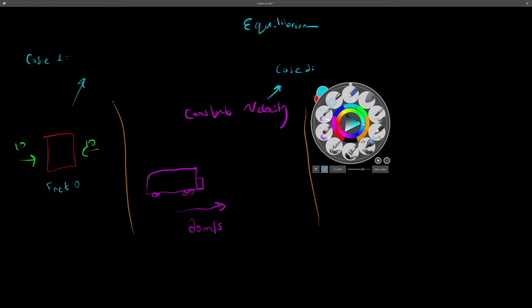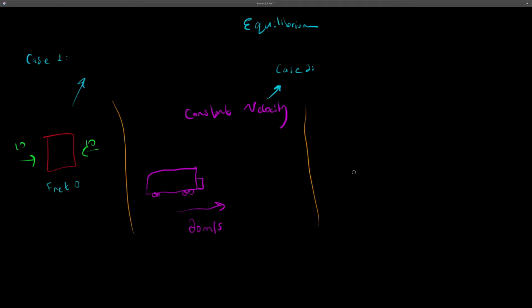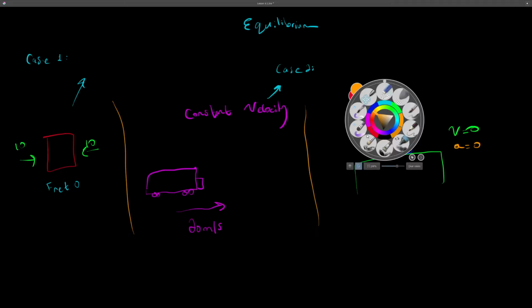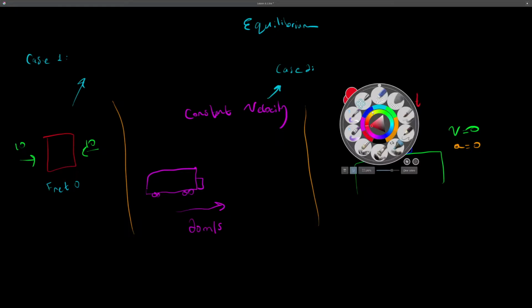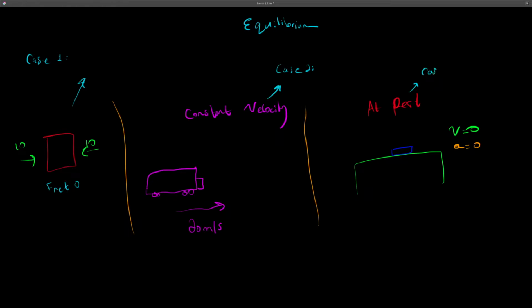Now, the final case is if it's at rest. If I have a book here on this table and it's not moving, that means the velocity here is 0, but not only that, the acceleration here is also 0. So case 3 is if it's at rest. And that is case 3. So in these three cases, an object is in equilibrium.